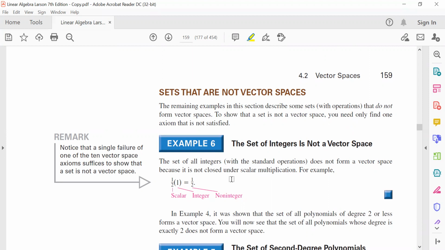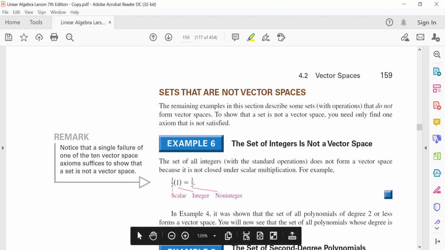Now, what about the other 9 axioms? There are 10 axioms. As long as you show that one axiom doesn't work, that means it's not a vector space, which is what I always say. It's much easier to disprove something than to prove something. If I want to prove that something is a vector space, I have to establish all 10 axioms. If I want to disprove something from being a vector space, then I just have to find one that doesn't work, and we're done. So in general, disproving something is actually easier than proving something.